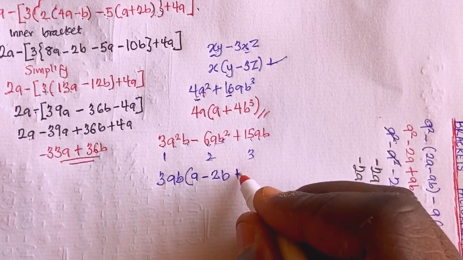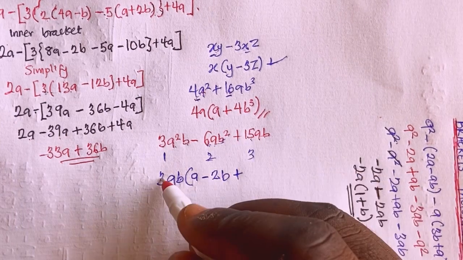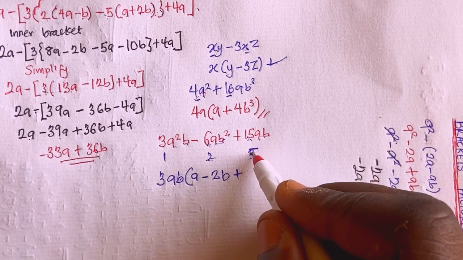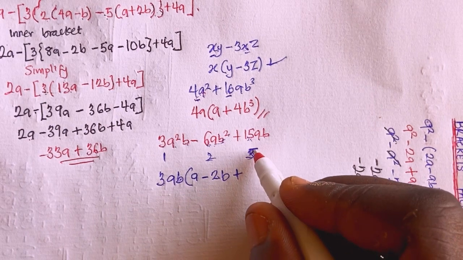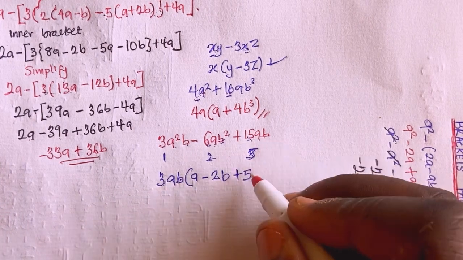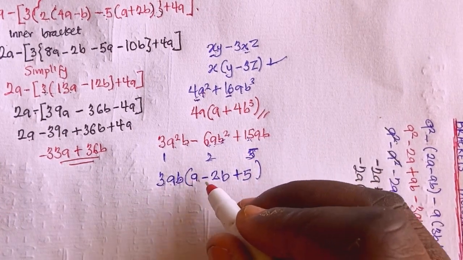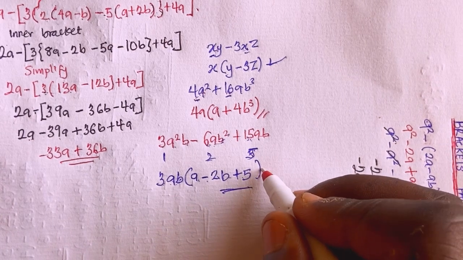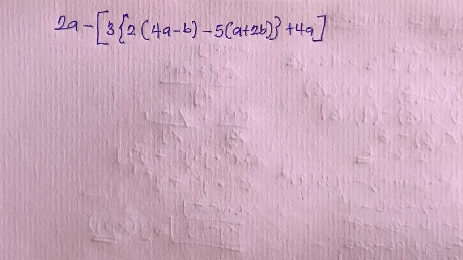Then plus, you have 15 here, which means if you factorize 3 in this 15, you are going to have to be 5. Exactly, it is 5. Then here, if you put down 5, you have 1a and 1b here. So the answer is just what? 3ab into bracket a minus 2b plus 5. So that's just the expression and the answer to this question.